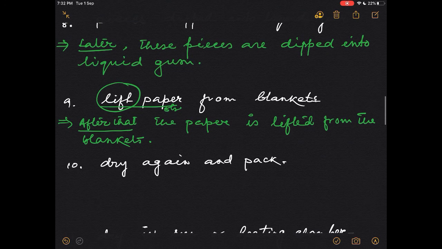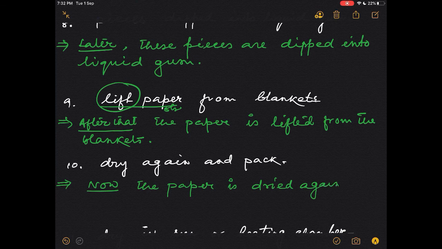Okay. Now number 10. Now dry again and pack. What is to be dried? The paper. The paper is dried again, and this is the verb, and packed, past participle, and packed.